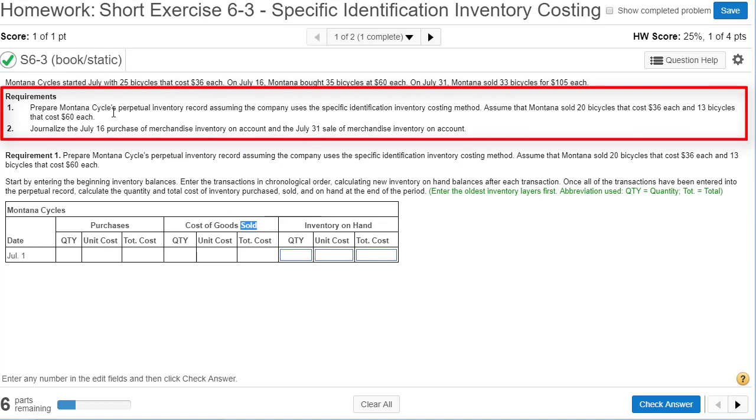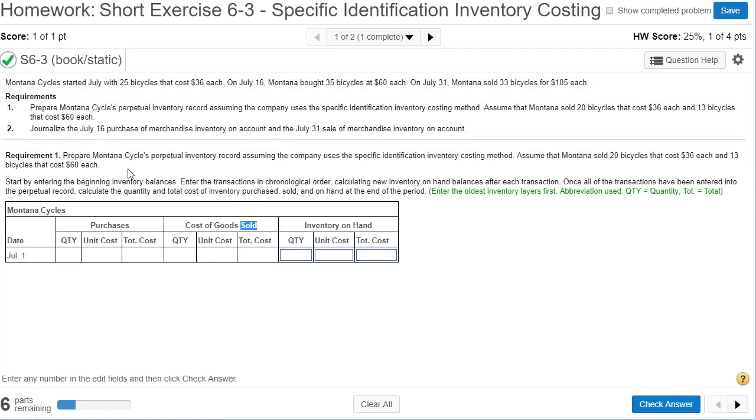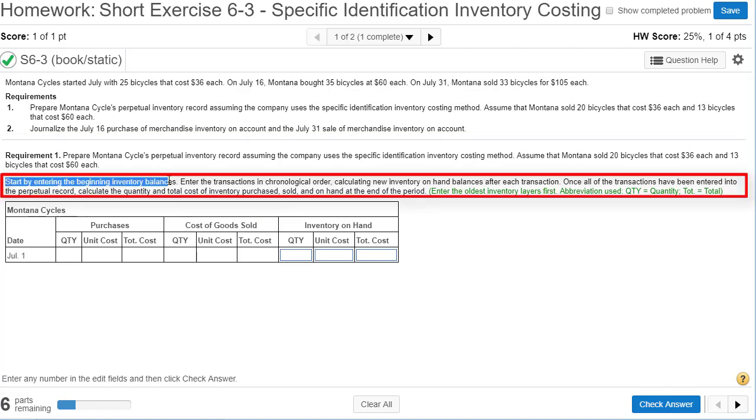So requirements: prepare Montana Cycles perpetual inventory record, assuming the company uses the specific identification costing method. Assume they sold 20 bicycles that cost $36 each and 13 bicycles that cost $60 each. And then we're going to journalize the purchase and then journalize the sale. Start by entering the beginning inventory balances. Enter the transactions in chronological order, that means by date, calculating new inventory on hand balances after each transaction.